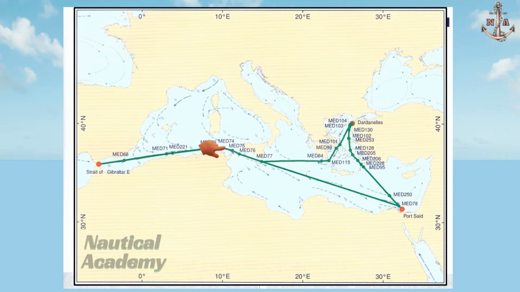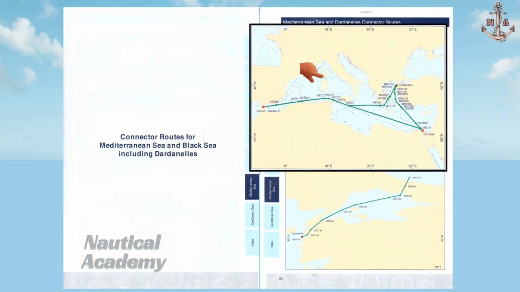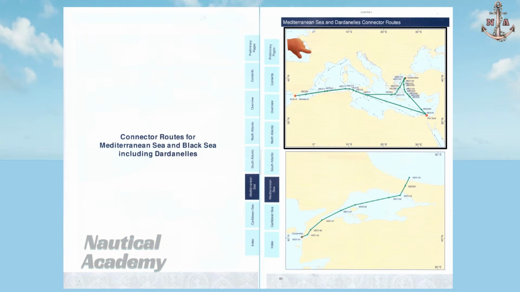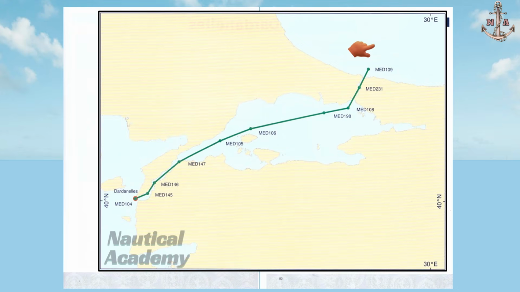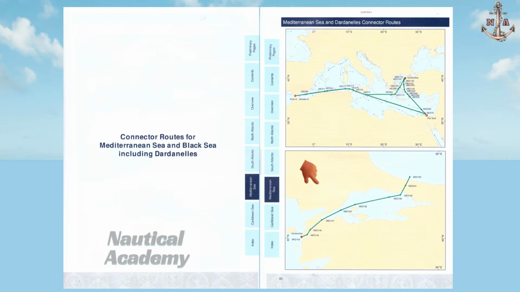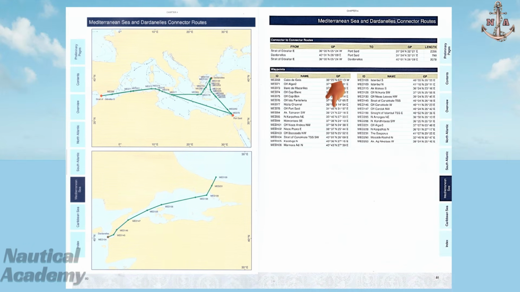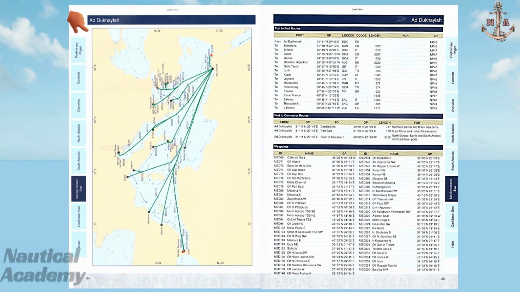However, before going into the details of this route, let's first explore some of the other pages covered in this chapter. The chart below shows a route connecting the Mediterranean Sea and Black Sea. The geographical positions of the following waypoints in these charts are listed on the next page. Let's turn to the next pages.